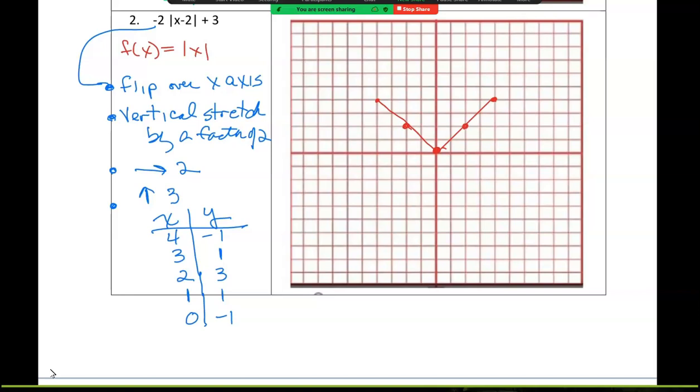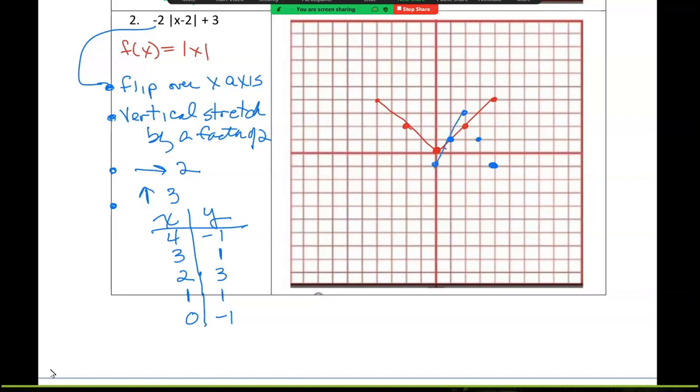Okay, so 4, 1, 2, 3, 4, and negative 1. So we do that again. 1, 2, 3, 4, negative 1. That's the first point. 3, 1. That's the next point. 2, 3. That's another point. Then I have 1, 1. Okay, I see some symmetry, so I think I'm doing this correctly. And then I have 0, negative 1, more symmetry. All right, there it is.